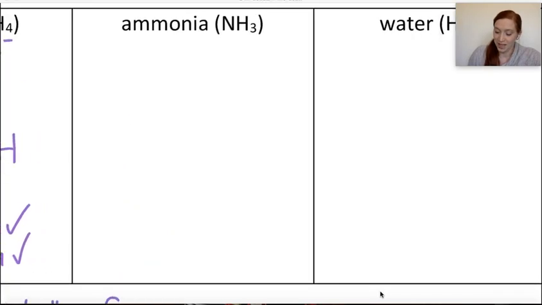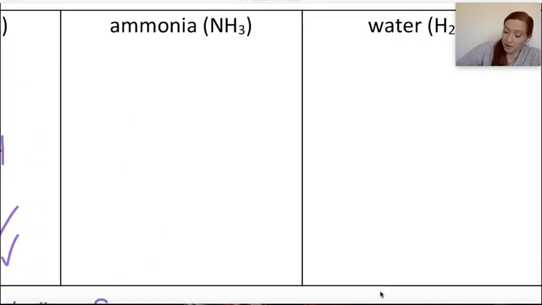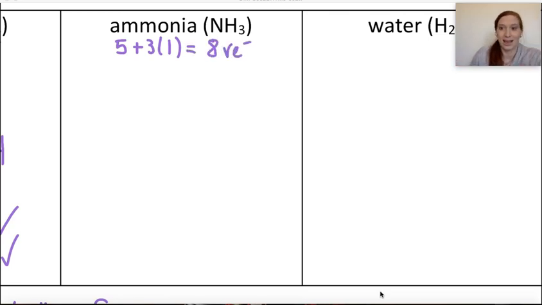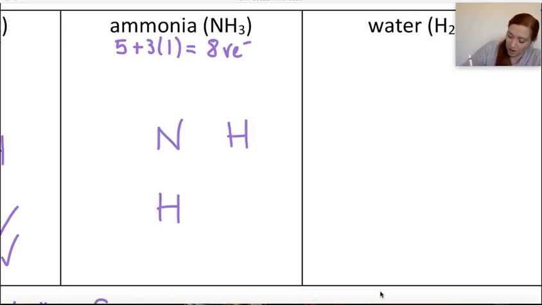Okay, another example here, let's look at ammonia. Nitrogen has 5 valence electrons, and 3 hydrogens at 1 apiece give me a total of 8 valence electrons to use. Again, it's pretty clear that we're going to have the nitrogen in the center because there's only 1 of them. I'm going to put my 3 hydrogens around, okay?